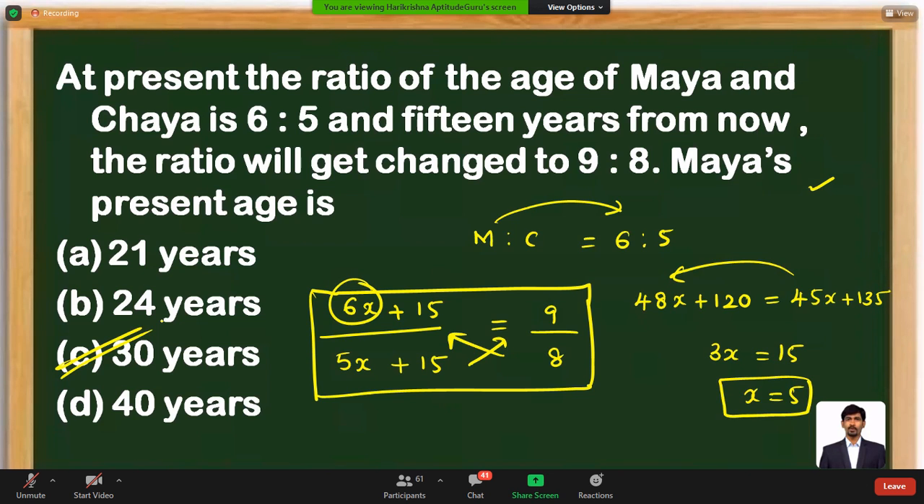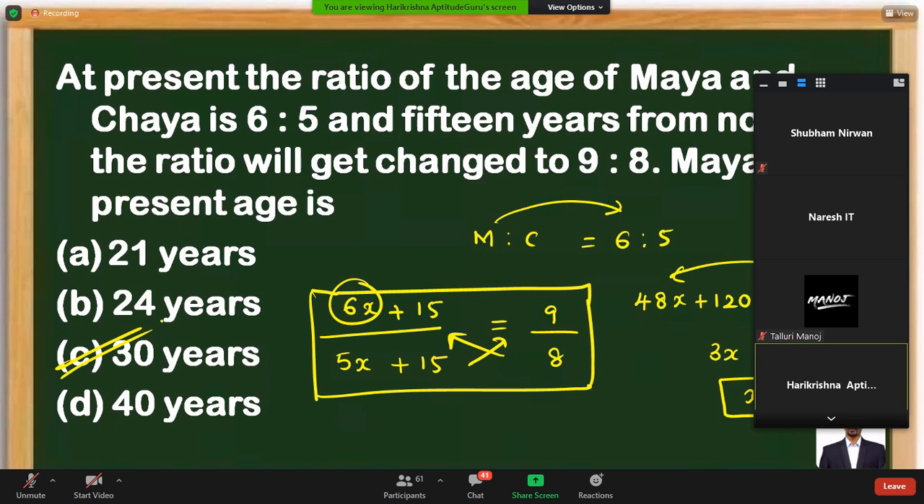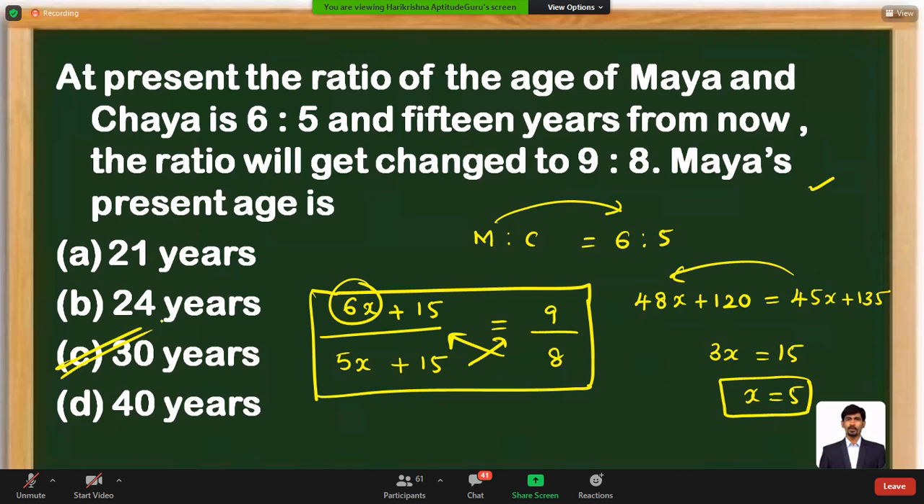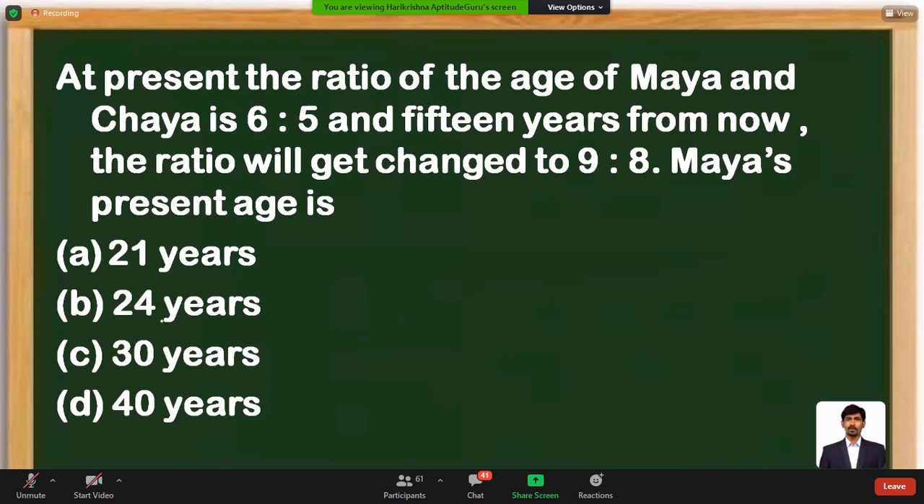This is one way of looking at the question. The other way of looking at the question is using the plugin strategy.